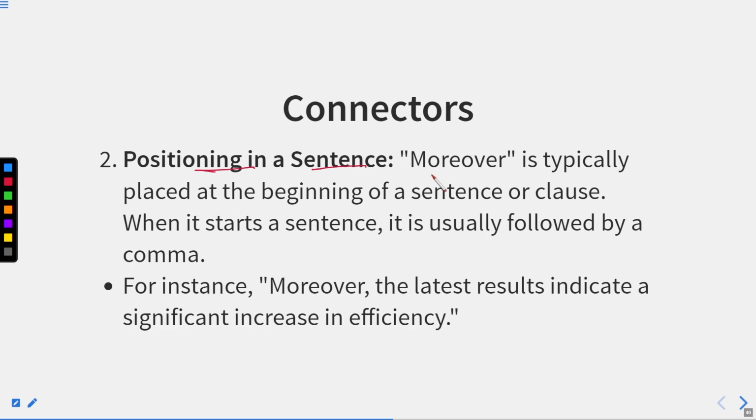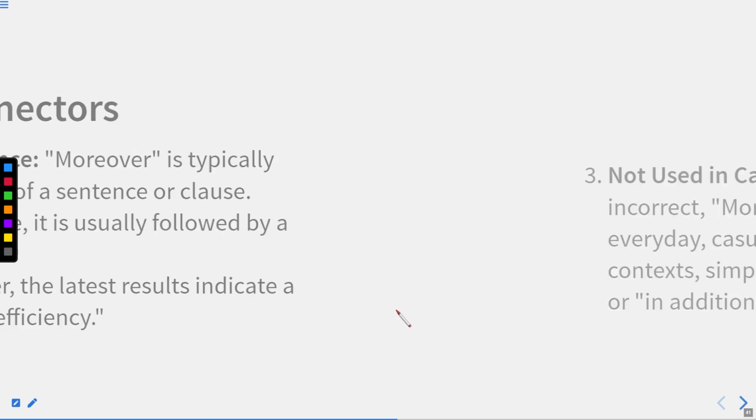Positioning in a sentence. Moreover is typically placed at the beginning of a sentence or clause. Okay. When it starts a sentence, it is usually followed by a comma. For instance, moreover, the latest results indicate a significant increase in efficiency.